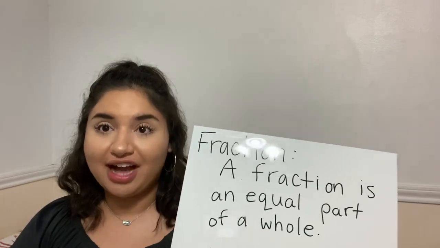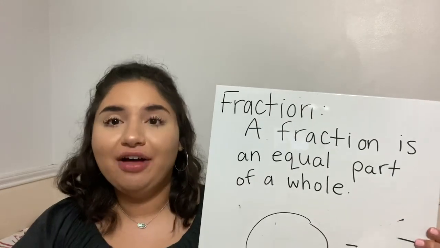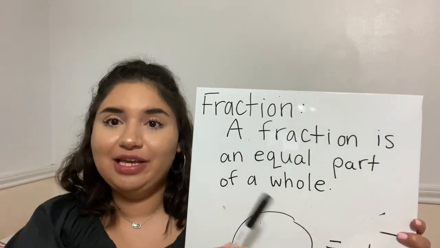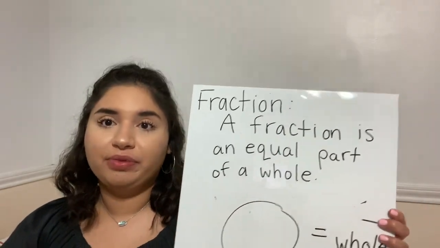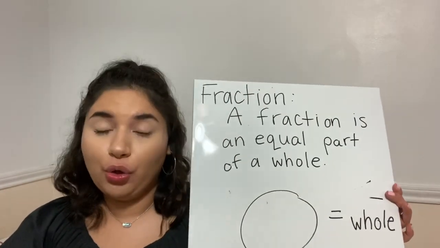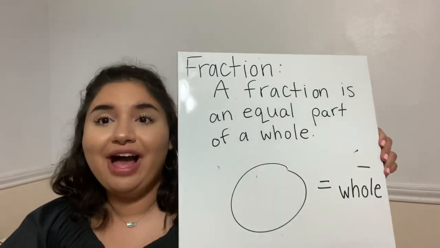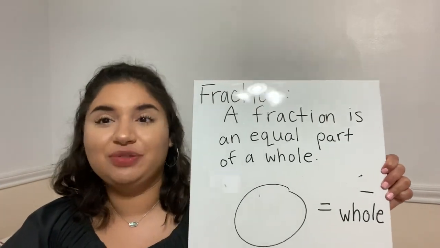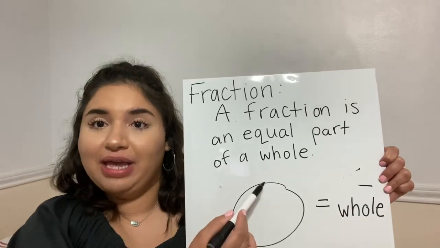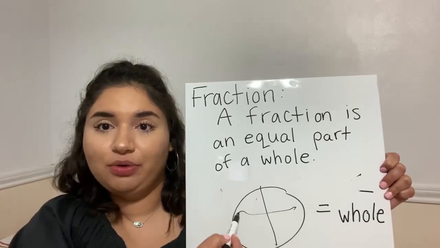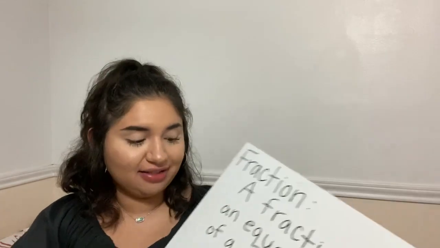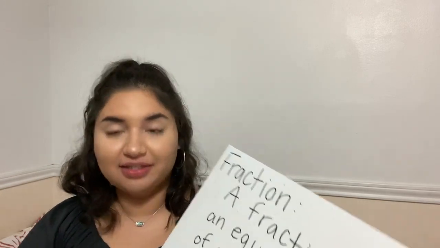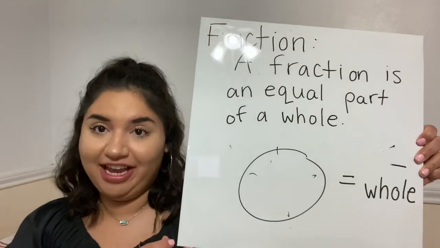So for this lesson, all we did was we reviewed the definition of a fraction, which let's review it again. A fraction is an equal part to a whole. And we went over what a whole looks like. Remember, when we have a whole, we have not partitioned it yet, which means we haven't cut it up. We haven't put lines to cut it up equally yet. We haven't done any of that. Okay, so it's just one whole. We haven't done anything to it.